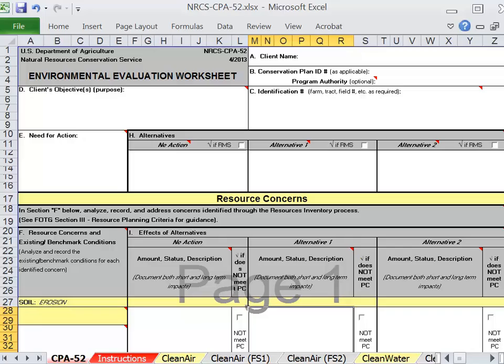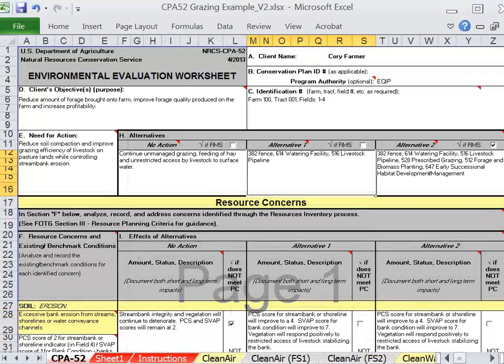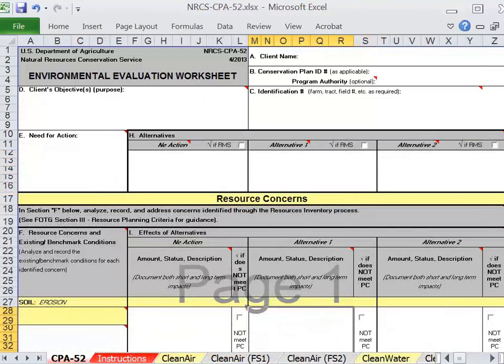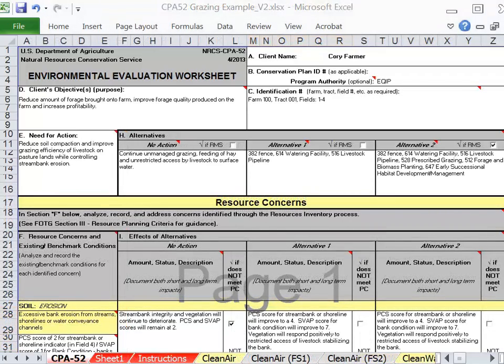Farmer's pasture land. In sections A through C, Mr. Farmer's name, the applicable conservation plan ID number, and identification of the location where the proposed activities will occur were documented. In section D, the client's objectives were identified and listed. In this case, Mr. Farmer wants to reduce the amount of forage brought onto the farm, improve forage quality produced on the farm, and increase profitability.